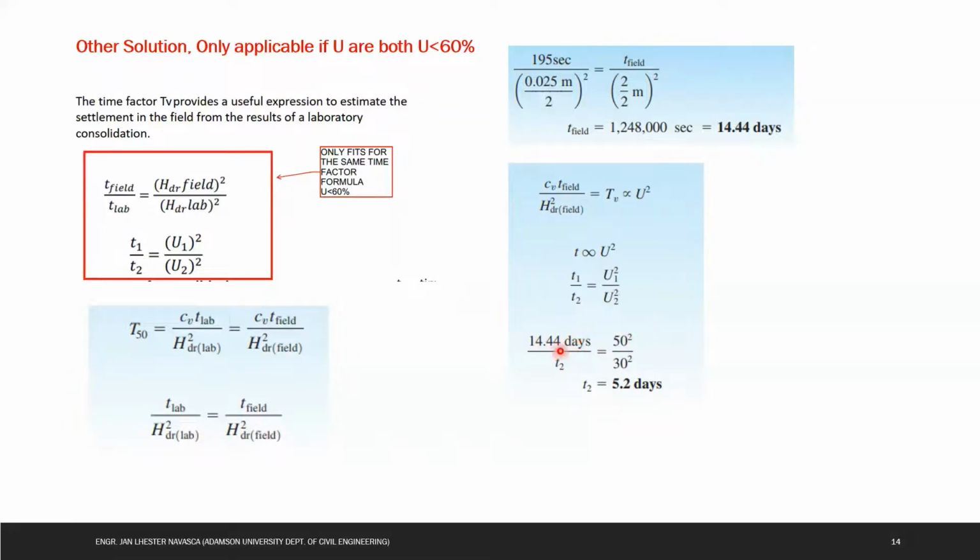So how long does it take for the same setup in the field? So T2, the time it takes for a 30% degree of consolidation. Therefore, you have 5.2 days. Take note again that this solution is only applicable if U is less than 60%.